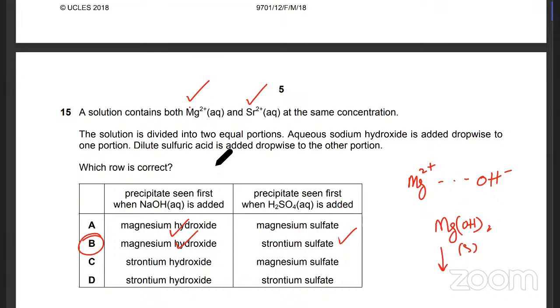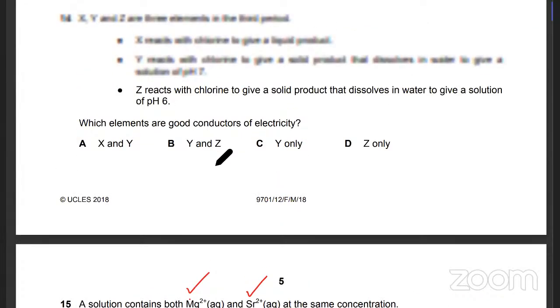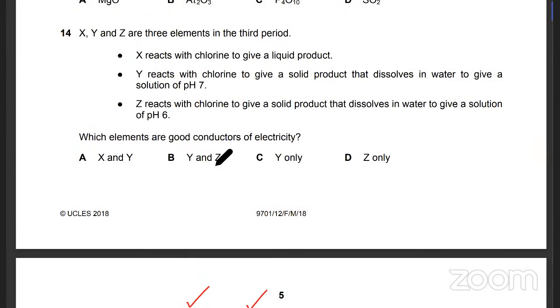They're all insoluble. Okay, sir. And chlorides are all soluble.